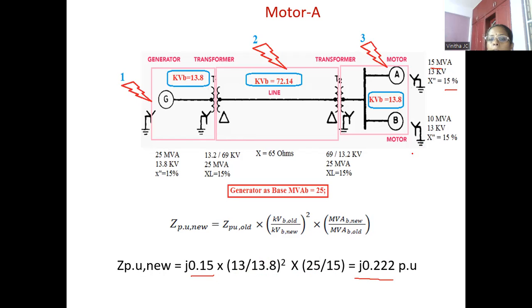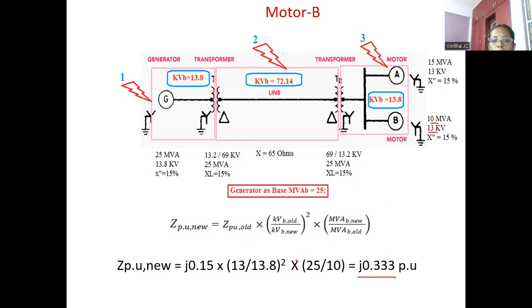Similarly, motor B. For motor B, MVAB old is nothing but 10 and KVB old is 13. So substitute all the values here, and if you calculate, we will get the answer J0.333.